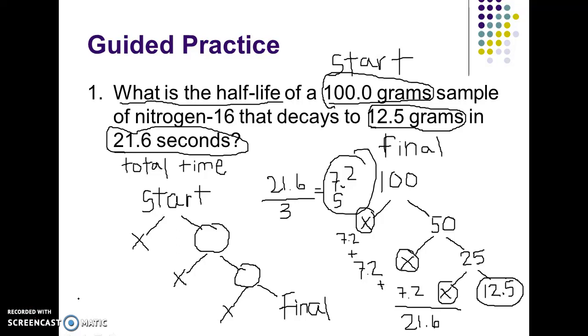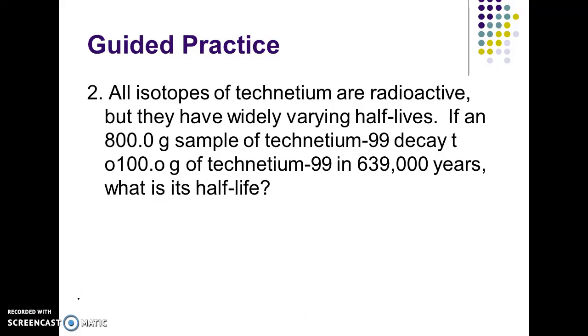Let's try another one. Problem number 2. All isotopes of technetium are radioactive, but they have widely varying half-lives. If an 800 gram sample of technetium decays to 100 grams of technetium in 639,000 years, what is the half-life?